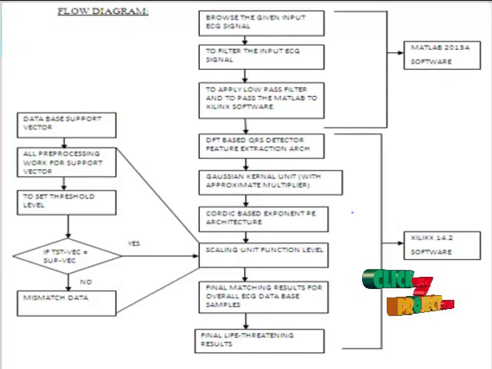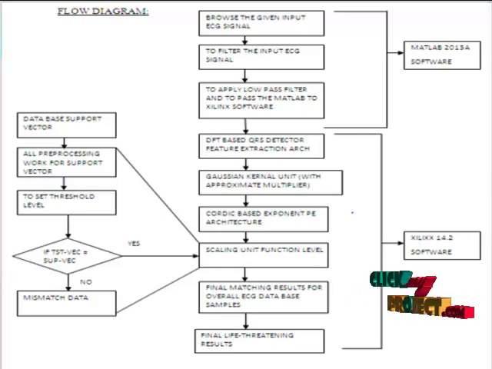Now we are going to discuss our product flow diagram. In our process we first get the ECG signal from the data set and filter the input ECG signals using MATLAB 2013 software, applying low pass filters and passing them to Xilinx. First we couldn't get the file directly for Xilinx, so we use MATLAB coding to create the signals and convert them to text.